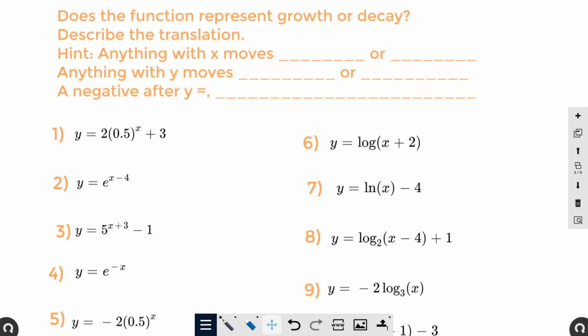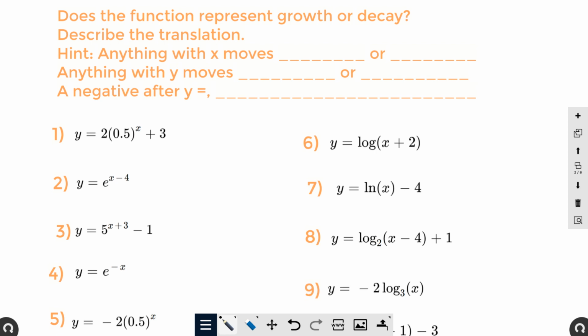Exponential and log graphs. So the first thing that we want to do is talk about how we would describe the translation. Then we're also going to say if it's a growth or decay, but we're only going to do that for half of these problems. So let's review. Same as with our absolute value functions.